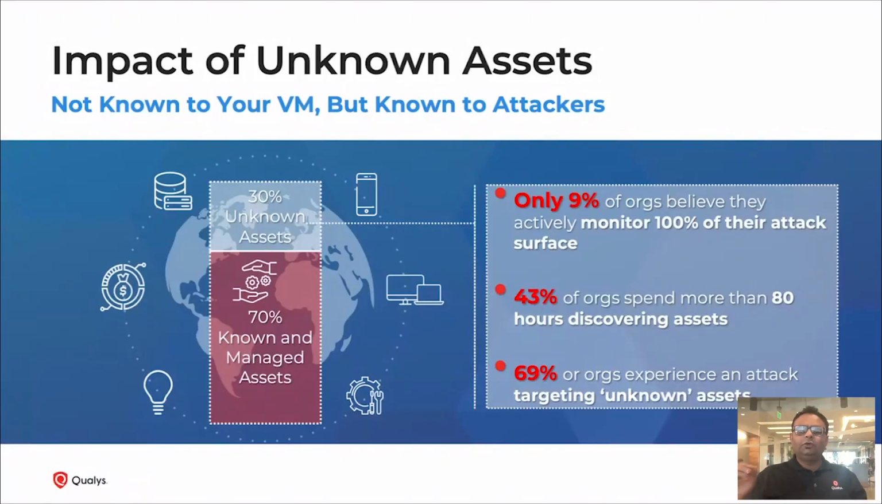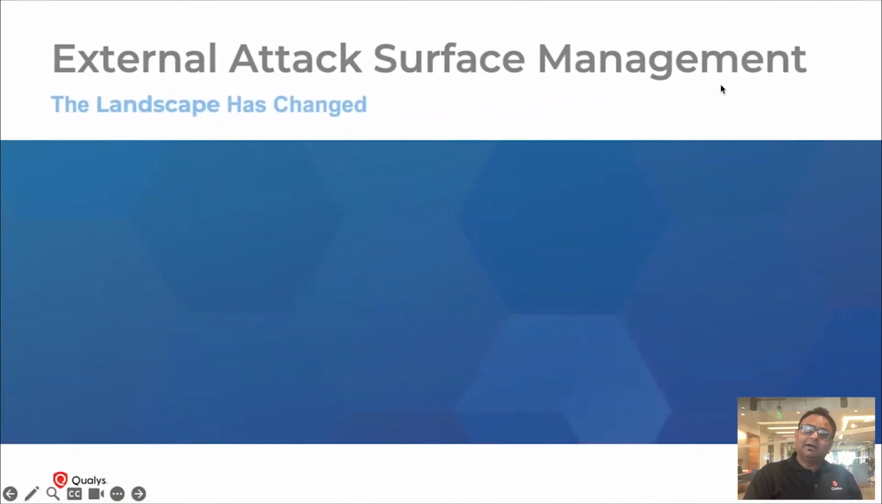Now, the study says that only 9% of the organizations are actively monitoring their attack surface. Here is the thing, right? The traditional approach of doing pen testing once in 6 months is not going to scale with the growth that you have with digital transformation, right? Now many organizations, like 43%, spend more than 80 hours discovering assets that are perhaps their own assets, right? And around 70% of the organizations have experienced an attack that originated from unknown assets that you didn't know existed in your organization, which is a very interesting finding here, right?